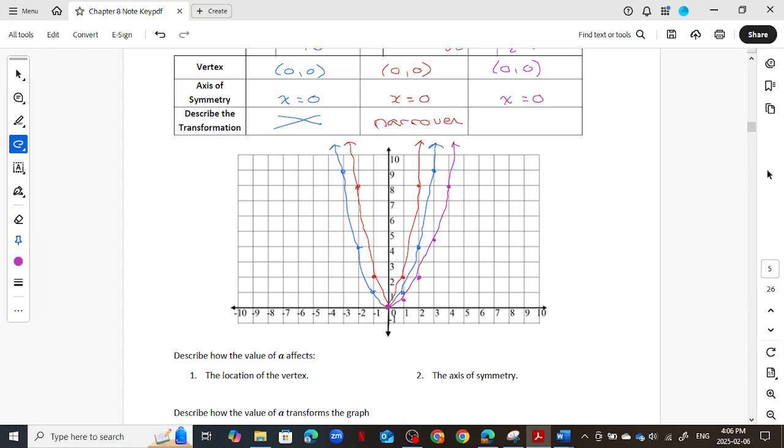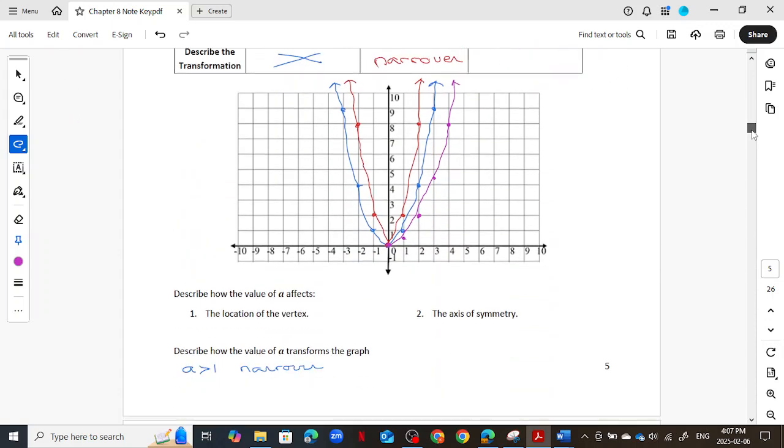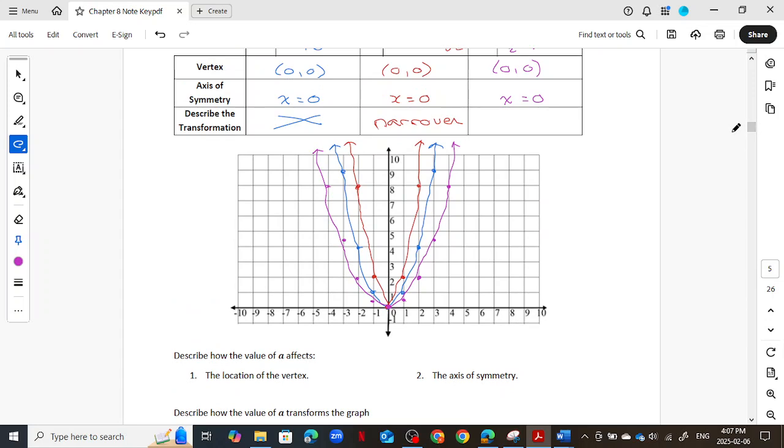Well, let's look on the other side. Is anything going to change on the other side? Nope, because all these values squared are still going to come out positive. So it's going to go 0.5, 2, 4.5, half as high, and then 8. So on the other side, we're still doing the same thing. Over 1, up a half, over 2 and up 2, over 3 and up 4.5, and then over 4 and up 8.